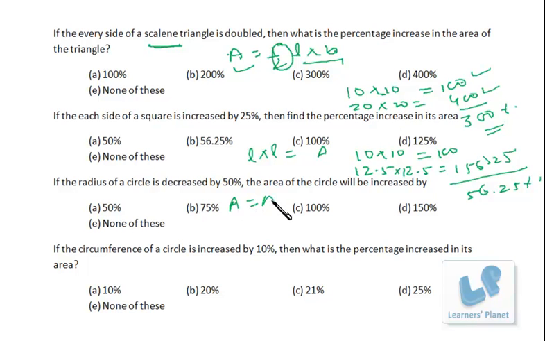Area of a circle is pi r square. Further, we will assume the radius as 10 and pi is constant, so we will not take this into calculation. So further, 10 into 10 is 100.